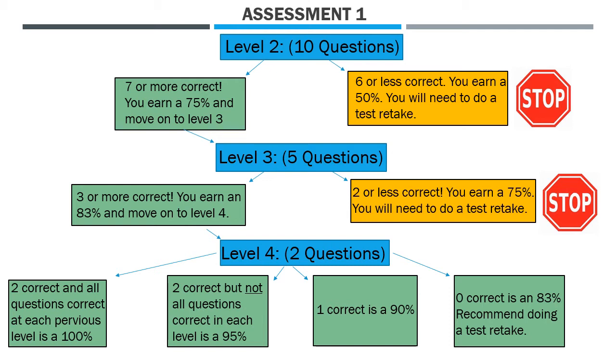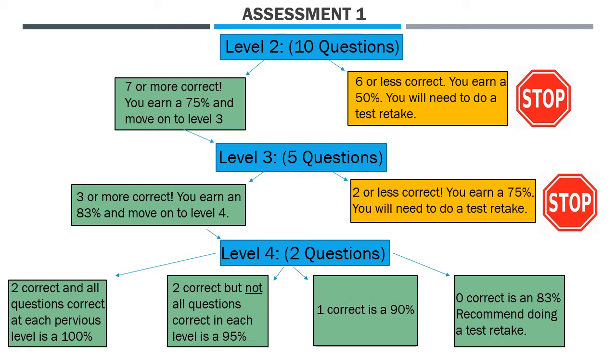If you get 0 correct, then you'll go ahead and earn an 83%, and you have the option of doing a remediation assignment and retaking the test to try to move this test grade from an 83 up into a 90 or a 95. Keep in mind that this one assessment is 1 grade in the gradebook. Every time you go up to a different level, if you start off with the 75 and then you take level 3 test and you earn the 83, the grade that will show up in Skyward is the 83.